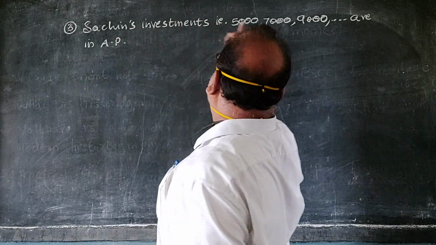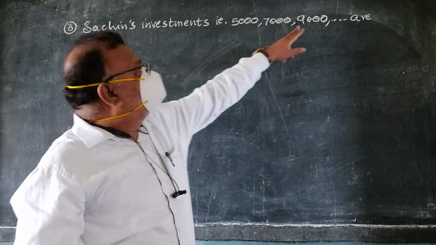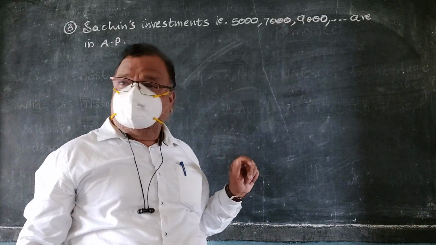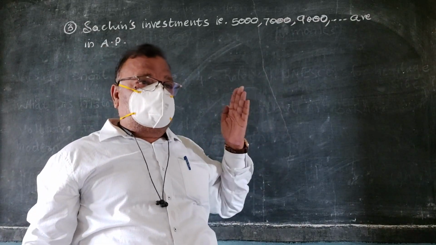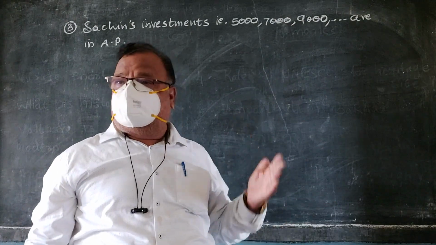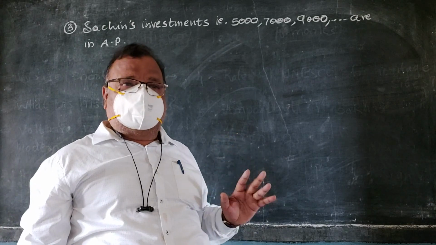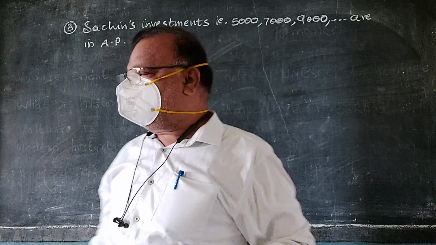What is the difference between 7,000 and 5,000? 2,000. What is the difference between 9,000 and 7,000? 2,000. So the difference between the successive investments is rupees 2,000, and therefore the investments are in AP. That is what I have written.